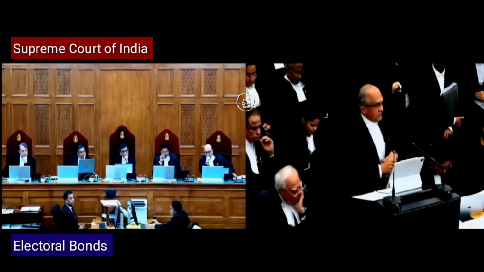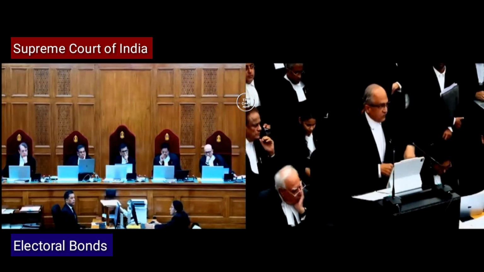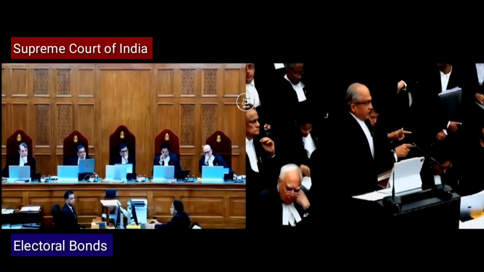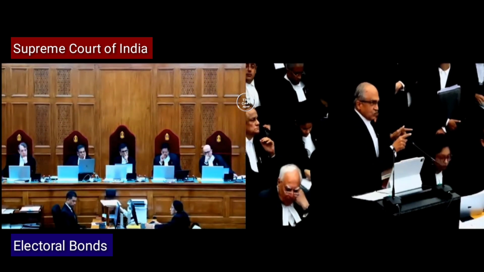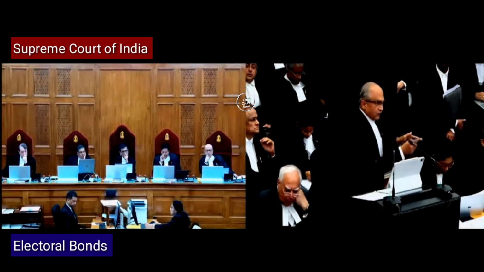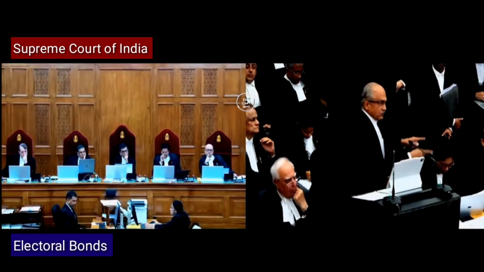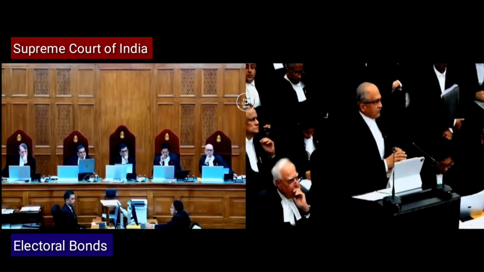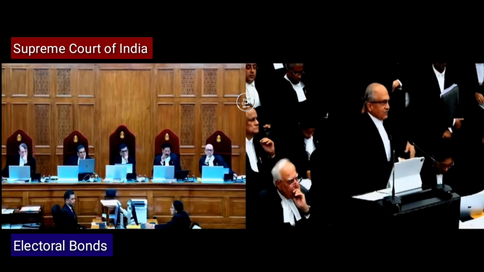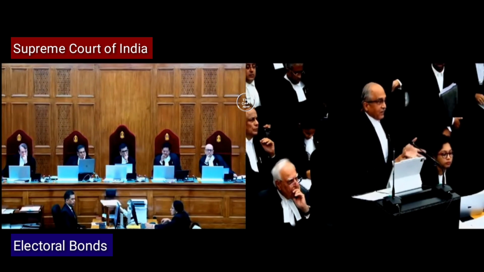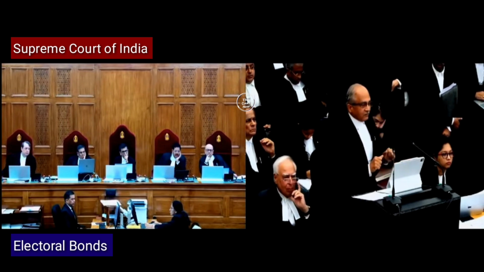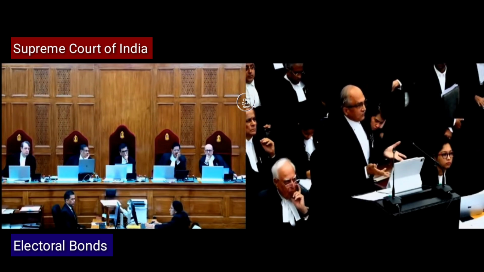In fact, there is an interim order of this court in this very case, by which this court said that all political parties should disclose the donors of these electoral bonds to the Election Commission pending the hearing of this case. There is an interim order to that effect. But when that information is finally seen, I dare say, my lord, that some of these political parties would have said, we don't know. We don't know.